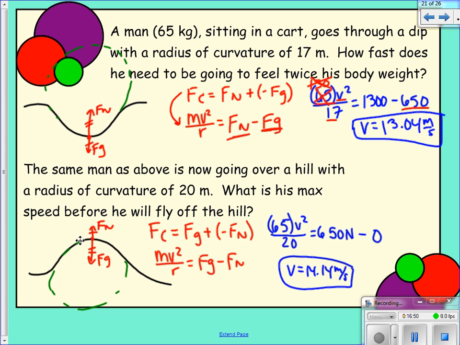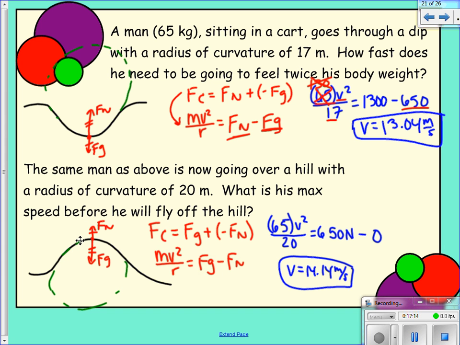Now we start to plug in numbers. The mass is 65 still. However, notice the radius of curvature has changed to 20. We're still solving for v, and that's equal to the force gravity of the man, which is 65 times 10, or 650. But notice the force normal is 0. And the reason why it's 0 is because I'm asking, what is the fastest speed or max speed he can go before he flies off the hill?